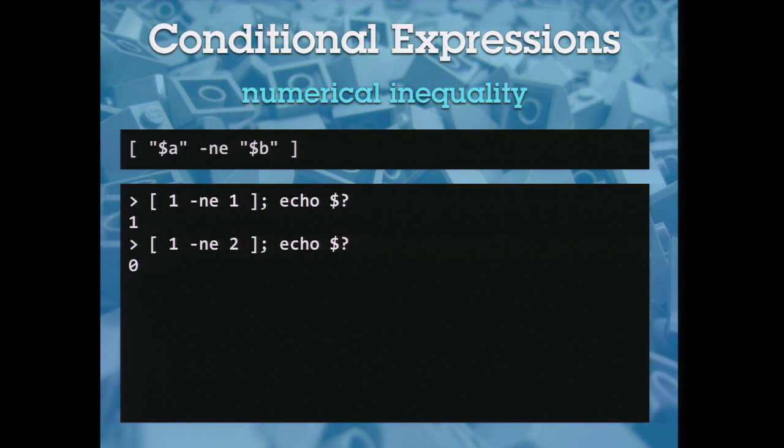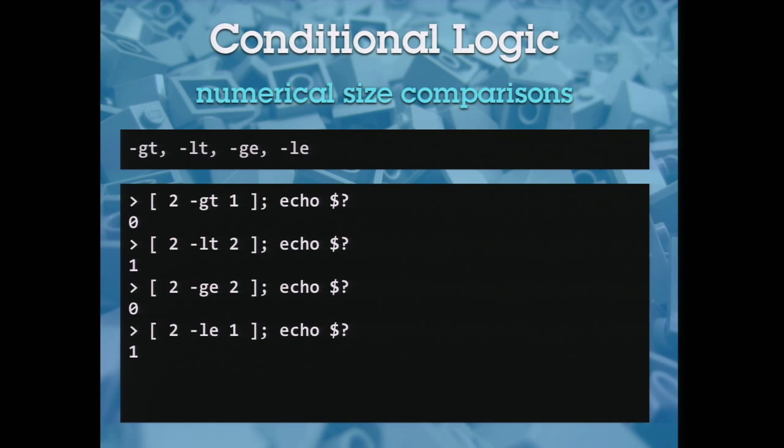Here's the test for inequality. If you want to remember it, it's "not equal". So the true-false is flipped. You can also do greater than, less than, greater than or equal to, or less than or equal to with these codes. I'm pretty sure I got those right.